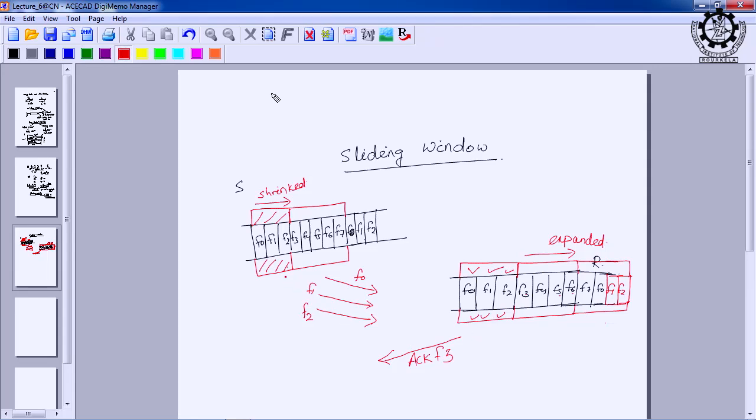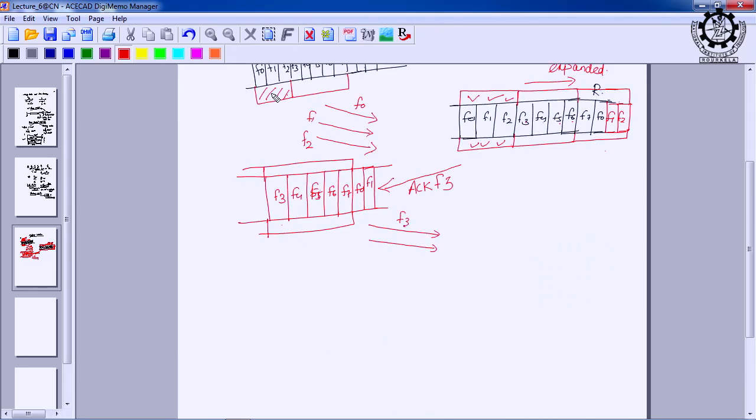In the meantime, the sender, because he is allowed to send up to F7, did not wait for the acknowledgement and sent another set of frames, F3, F4, and so on. So, without waiting for this acknowledgement, and the window was here. Before getting this acknowledgement, the sender has transmitted 2 more frames, F3 and F4. Do you understand? By principle the sender knows that I can send any number of frames up to F7 without waiting for the acknowledgement, because I know that the receiver is capable of handling 8 frames at a time up to F7.